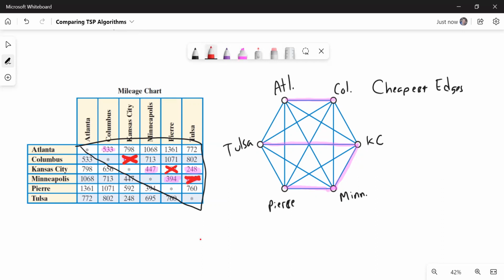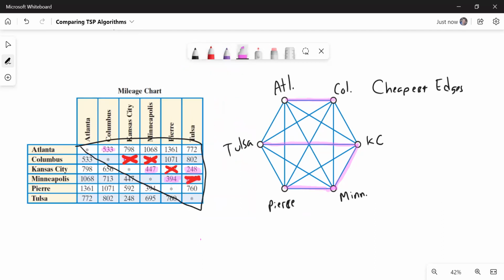Our very next cheapest edge is Columbus to Minneapolis. And that also would create degree 3. All right. Then we have 760, Tulsa to Pierre. And that one we can't do. Let me draw it in for a different reason.